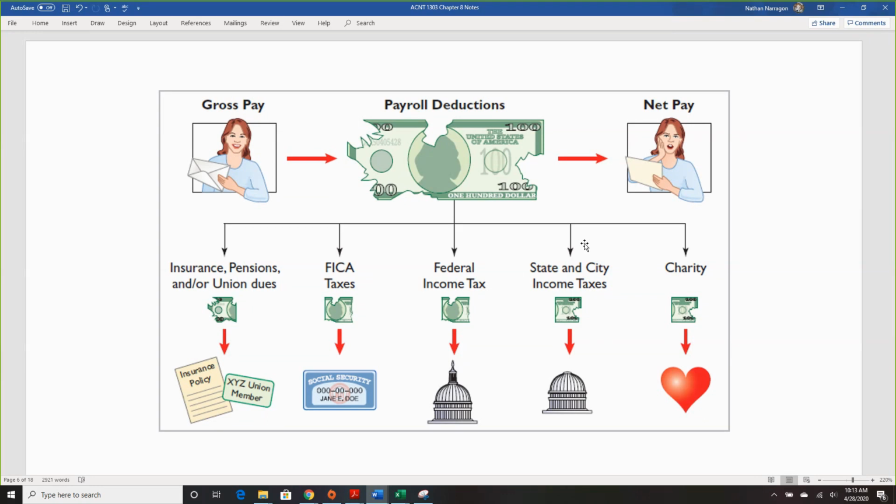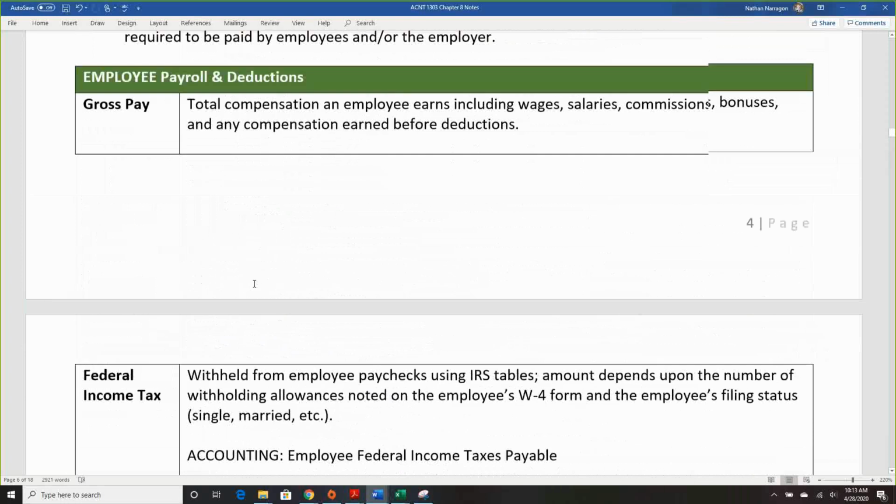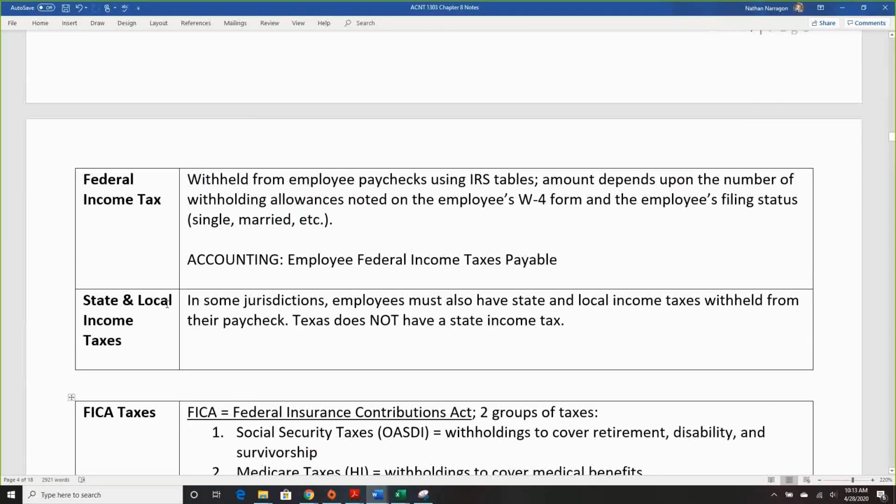And next thing you got is voluntary. One is charity. You can volunteer and have charity automatically deducted. You can have insurance, pension, or even union dues. You're part of the union. Those are all pretty much voluntary. So, good multiple choice for definitions. And here I am giving it that local treatment.